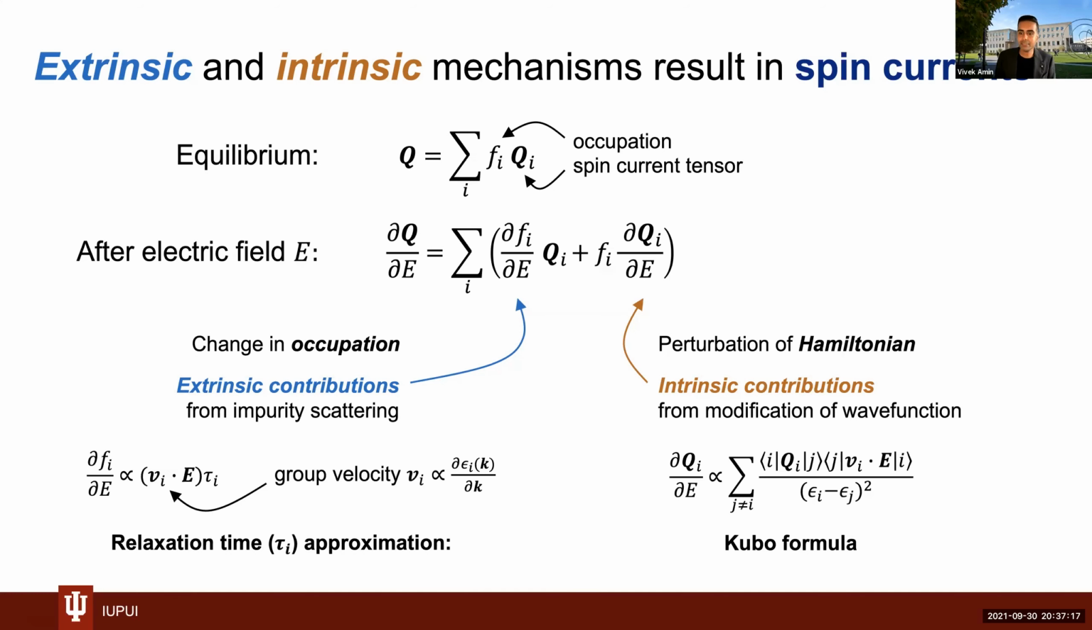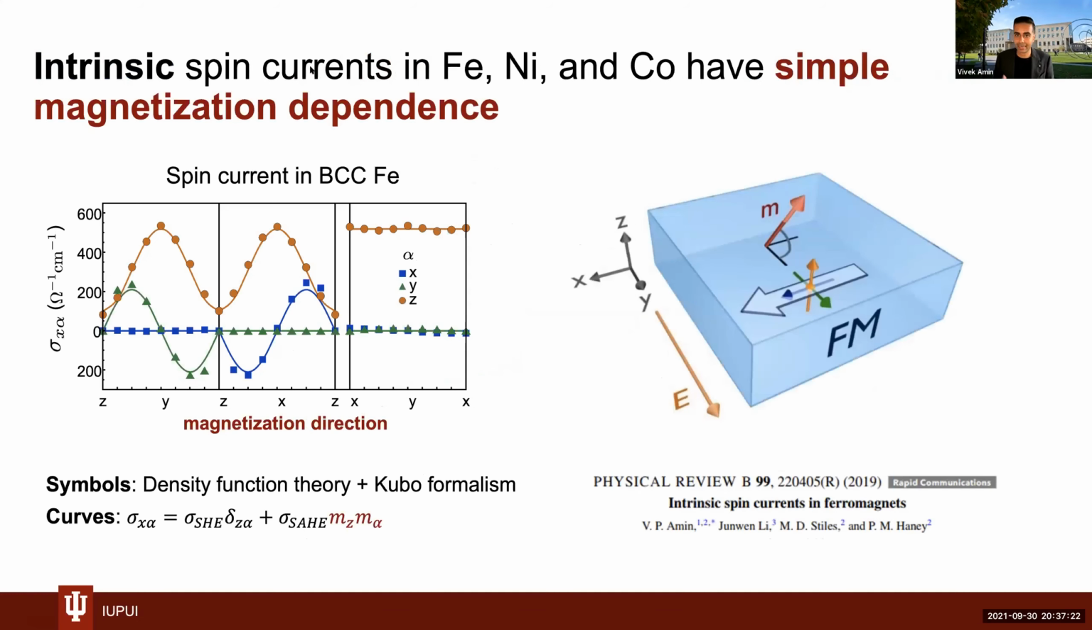So what we did in this paper here is calculate the intrinsic spin currents in transition metal ferromagnets, so iron, nickel, and cobalt. And we found that they have a very simple magnetization dependence. So to remind you what we're doing: ferromagnetic material, turn on an electric field, look at the spin flow perpendicular to the electric field, and calculate all the spin directions that result as we vary the magnetization. So these three curves represent the spin current flowing in the y direction and the different spin directions, so along x, y, and z, as we vary the magnetization direction.